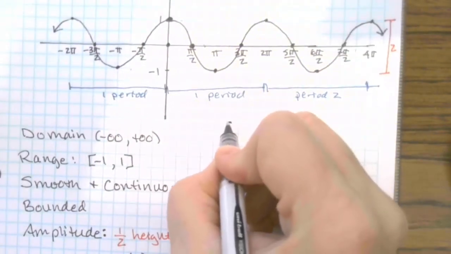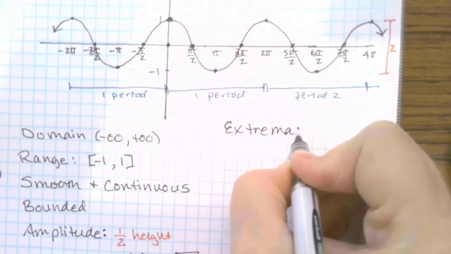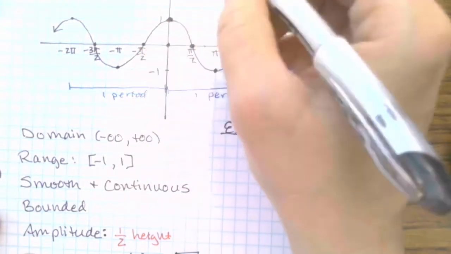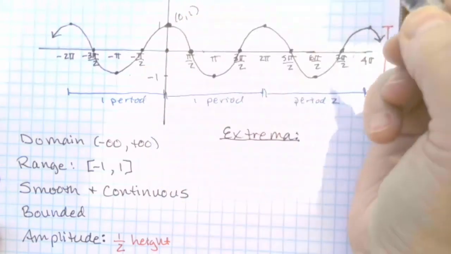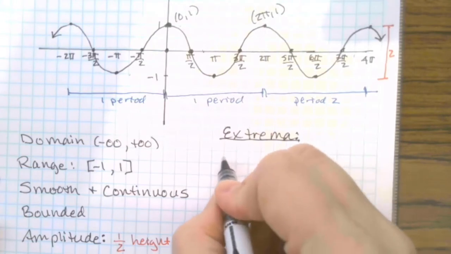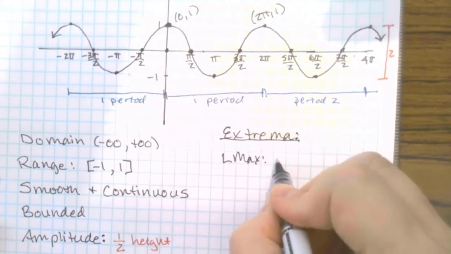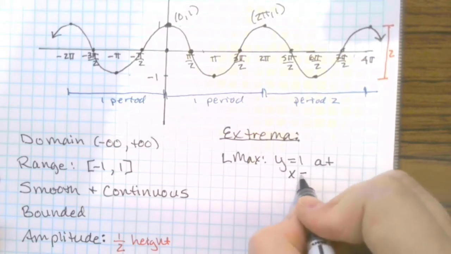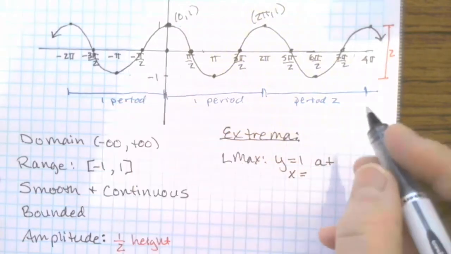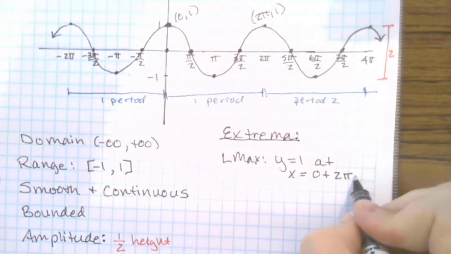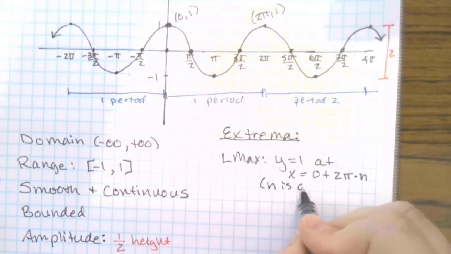So we're going to get into the extrema. Since it oscillates, there's no absolute max or min, but let's find our first point. This is our maximum here, 1. That's the point (0, 1). And the next one is at (2 pi, 1). So our extrema, we have a local maximum of y equals 1 at x equals, and since we're starting at 0, we can just go 0 plus 2 pi, because from here to here is 2 pi, times n, where n is an integer.